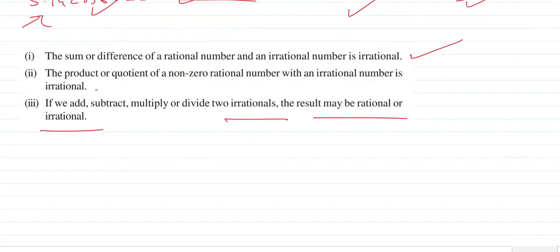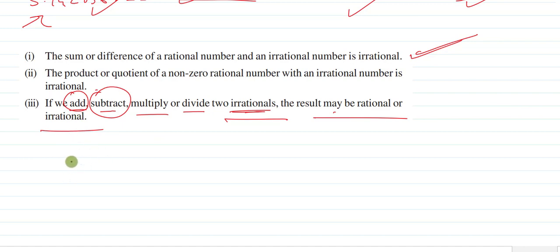Getting this? So you just need to remember this. To elaborate, for two irrational numbers, addition and subtraction will be irrational, and multiplication and division will be irrational or rational. We can't say. But here in the statement they have written the result may or may not be irrational. Why are they saying this for addition and subtraction also?